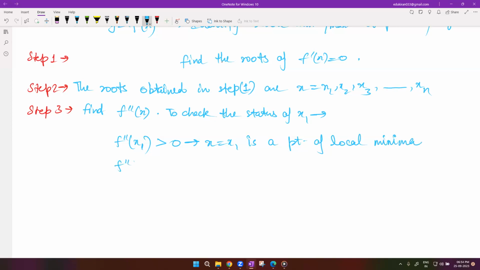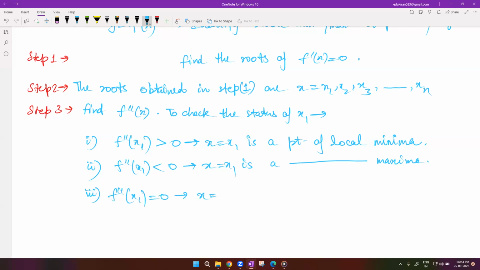If after putting x1 in this double derivative part, your value is negative, it means that x equals x1 is a point of local maximum. And if your double derivative is also 0 at this point, then it means that x equals x1 is a point of inflection.